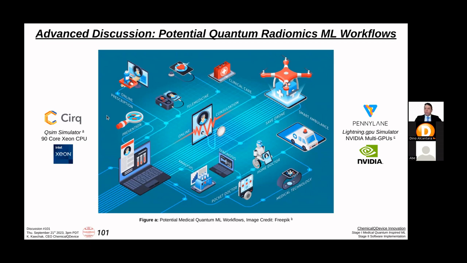Cirq.qsim is a simulator. It's available on different platforms. It gets you access to a 90-core Xeon processor. And PennyLane has access to that too. And of course, GPU and multi-GPU support is going to be available as well.